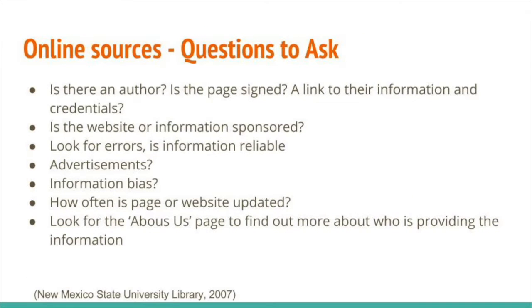When evaluating online sources, it is a good idea to remember the CRAP test. Some other questions and pieces to evaluate when you are reviewing a website are: look at the author and whether the page is signed. Is there a sponsor for the information? Any advertisements? A bias? When was it updated? Another good idea is to always look at the About Us page to find out more about the author and/or sponsor of the page.